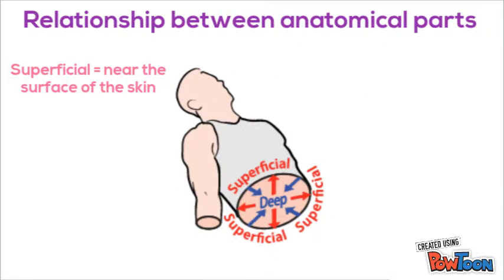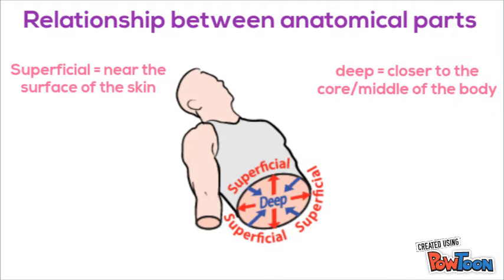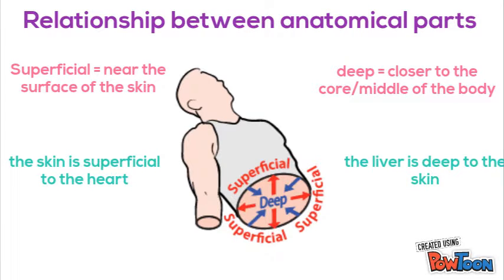Superficial and deep. Superficial means near the surface of the skin. Deep means closer to the core of the body. For example, the liver is deep to the skin, or the skin is superficial to the heart.